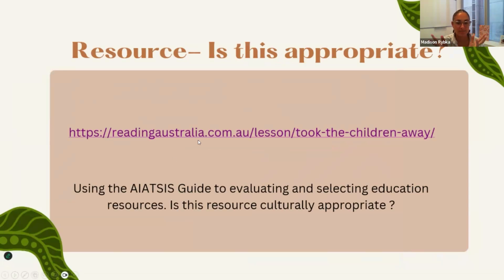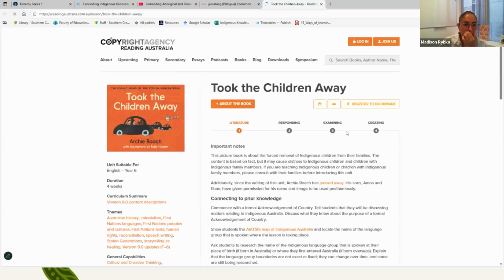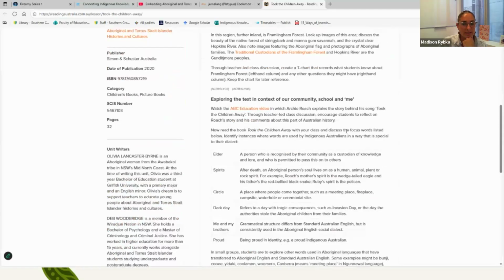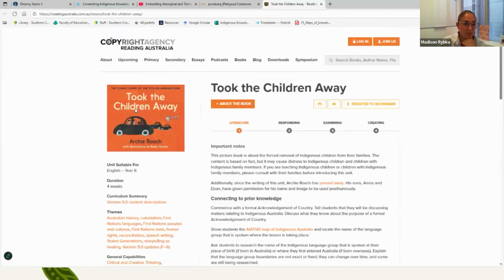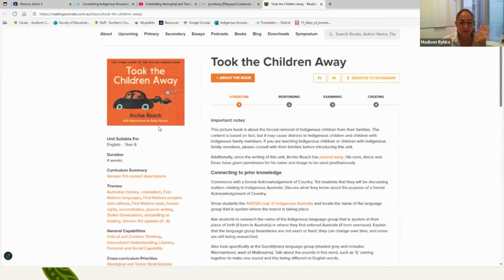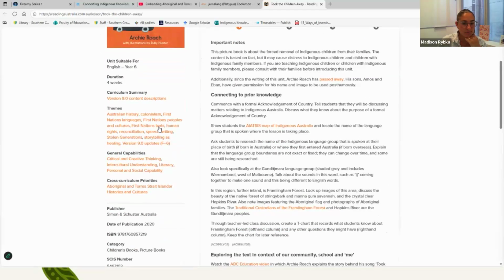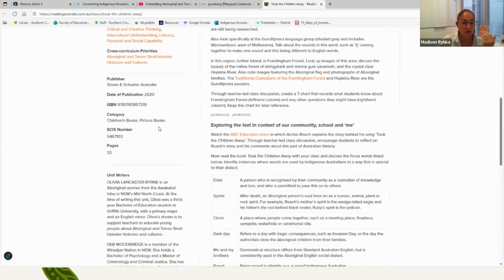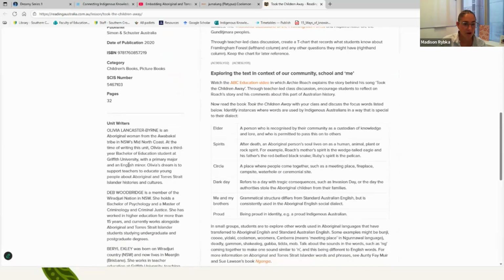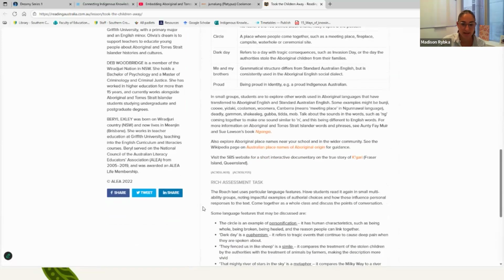So I'm not going to do this activity, but thinking about the AIATSIS guide to evaluating and selecting resources, would this resource be culturally appropriate? I'm just going to show you. If I'm looking at this resource, I can see it's actually giving me a whole lesson plan. The resource to me would be this book, Took the Children Away by Archie Roach. I already know who Archie Roach is, but if I did not know, I'd be investigating who this person is. It's giving us all the information about it.